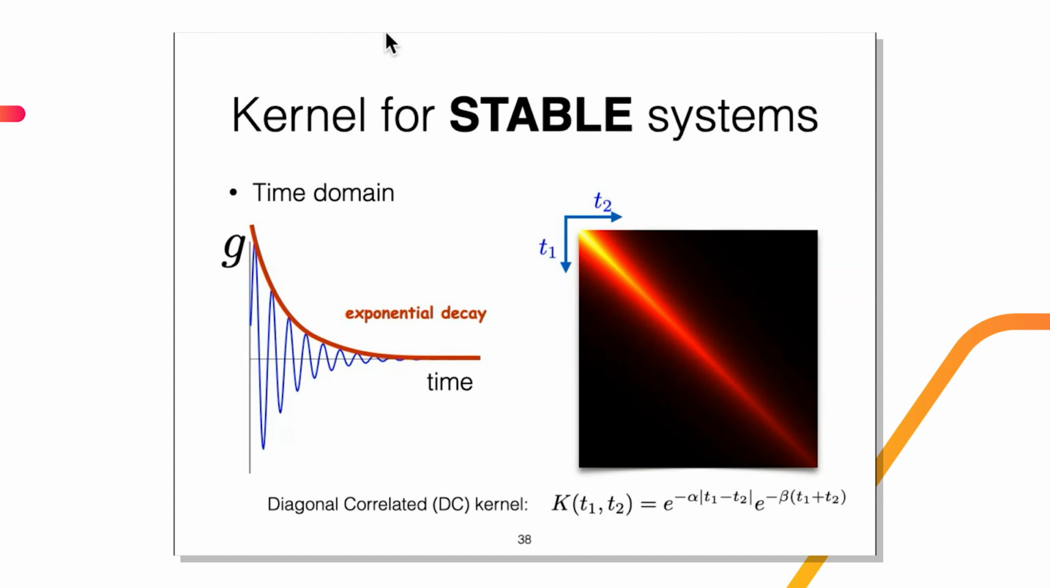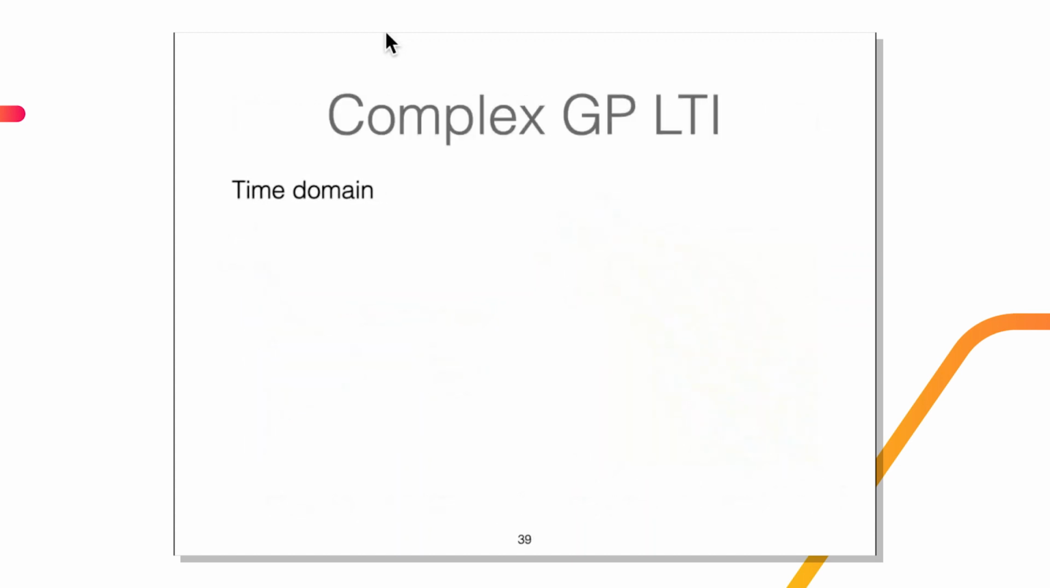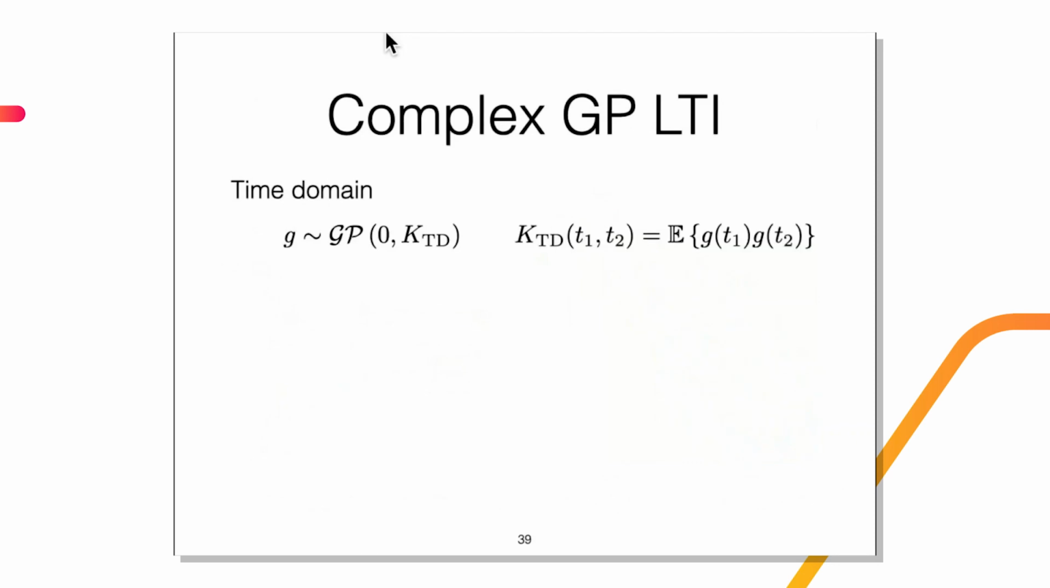We're actually defining this covariance function as prior knowledge about, in this case, first the impulse response, and then we're going to translate that to the frequency domain to work on the transfer function. So this is a time domain kernel for the impulse response function. In the time domain, we say that the impulse response function is a Gaussian process. We presume that the mean value of the Gaussian process is 0, and that the kernel is what I just showed. So the time domain kernel will be the DC kernel in this case.